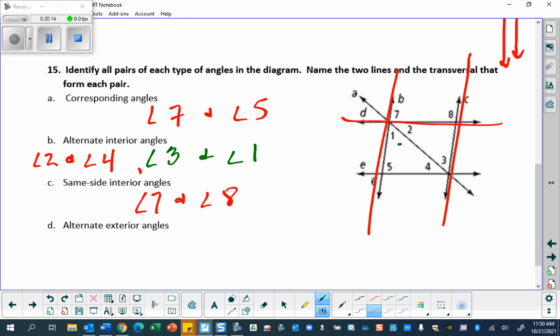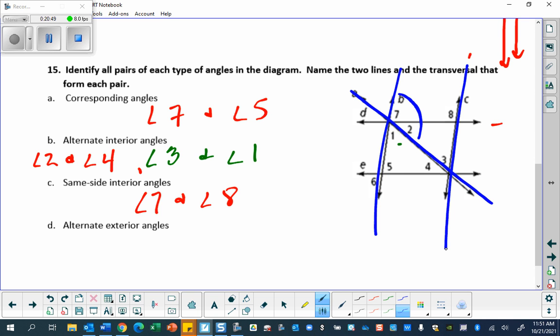4 and 5 can't be it, because it would have to be 1 and 4. Say that one more time. 2 and 3 are not, because they're on the same side. 2 and 3 are on the same side of this transversal. This one? Yeah. But 2 doesn't come all the way up. Right? It would have to be 2 plus 7. Right? If this is my parallel line, 3 is good, but 2 is not. It would have to be 2 plus 7.